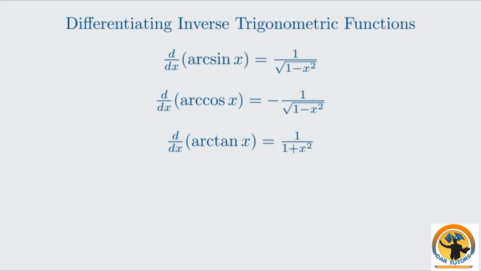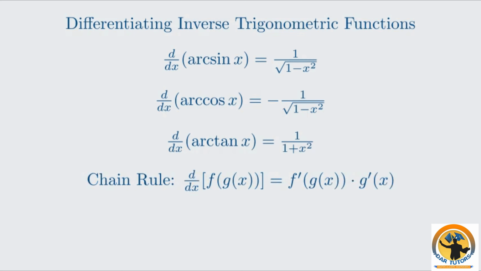However, in IB problems, you will often encounter compositions of these functions, requiring the use of the chain rule. The chain rule states that the derivative of a composite function f of g of x is the derivative of the outer function, f prime, evaluated at the inner function g of x, multiplied by the derivative of the inner function, g prime of x. Let's see how this applies to inverse trigonometric functions.